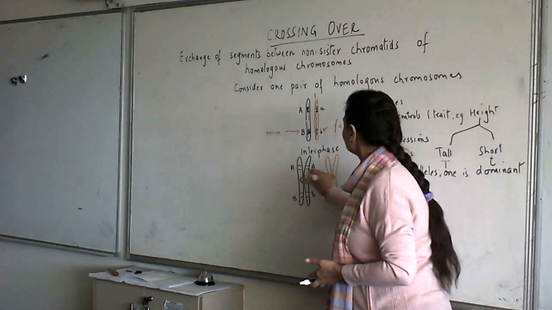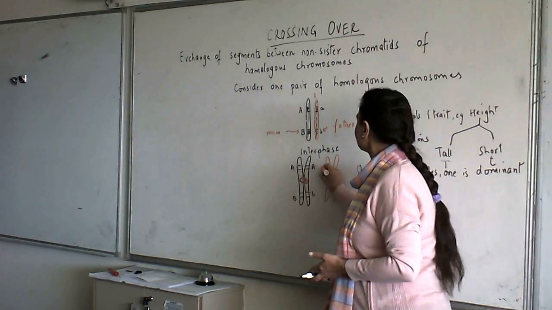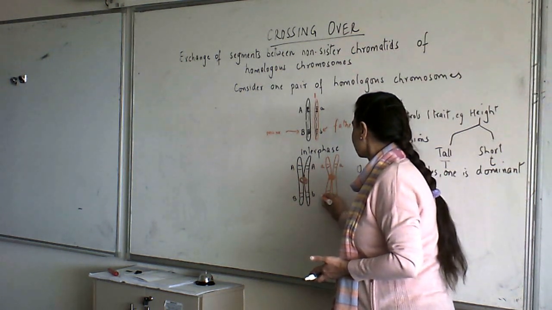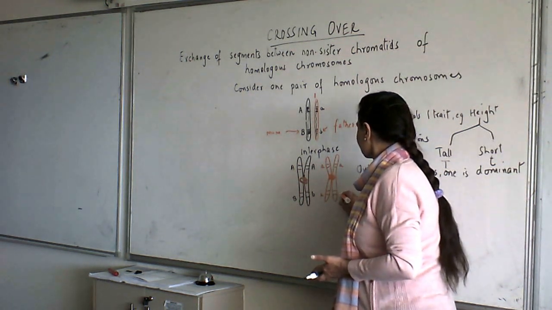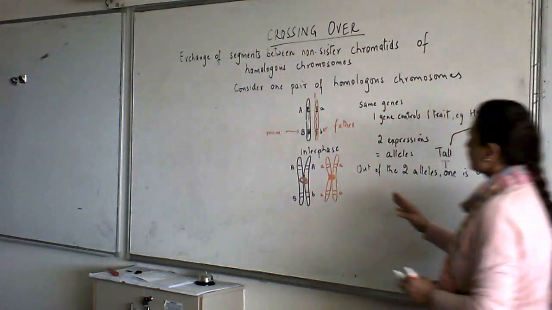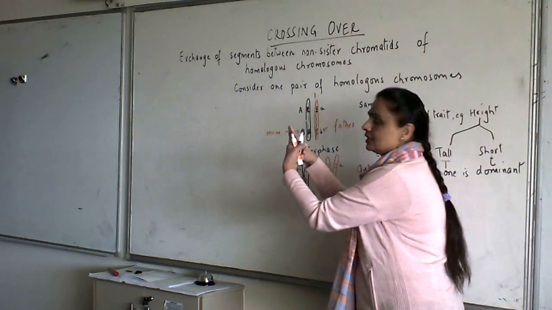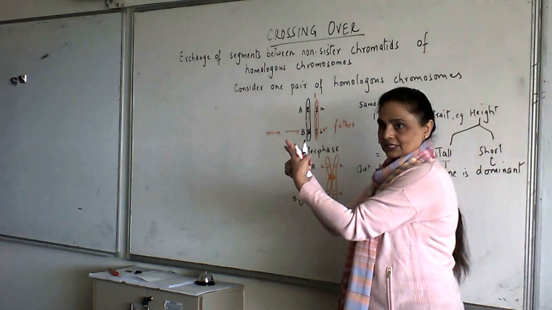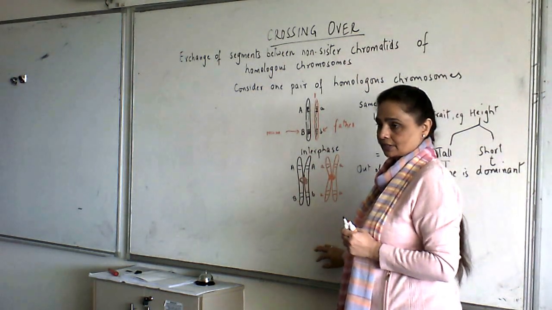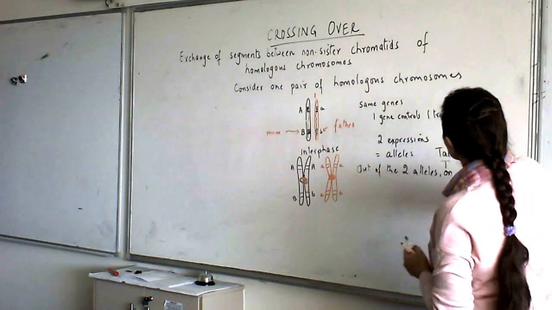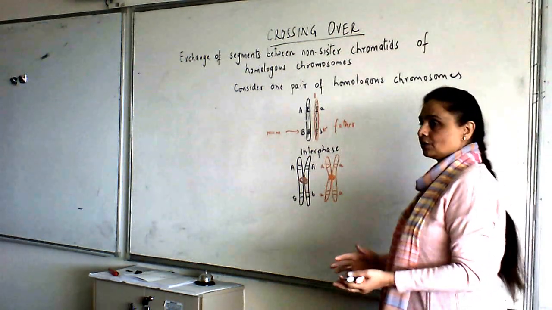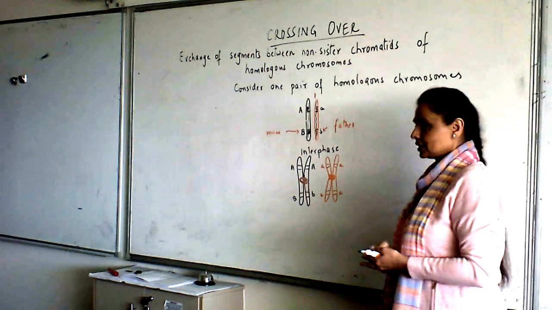Joined at the centromere. So this one had a small a. This will also have a small a. Right. In crossing over, this and this are going to exchange their segments. Imagine a situation that crossing over does not happen. So let's look at that first, so that you know what difference crossing over makes.